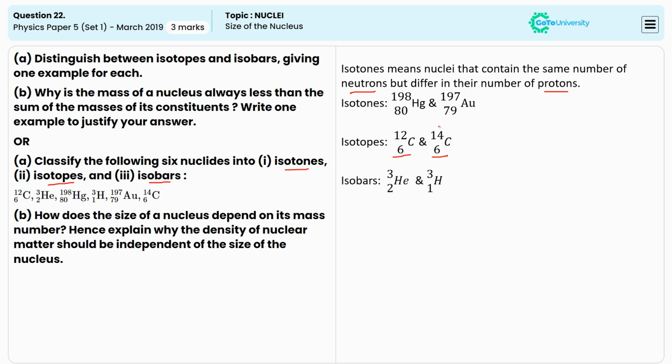Isobars, the atomic mass is the same. Here, the mass is 3 for helium and hydrogen, but the protons are 2 and 1. In this way, we can easily classify the isotones, isotopes, and isobars.